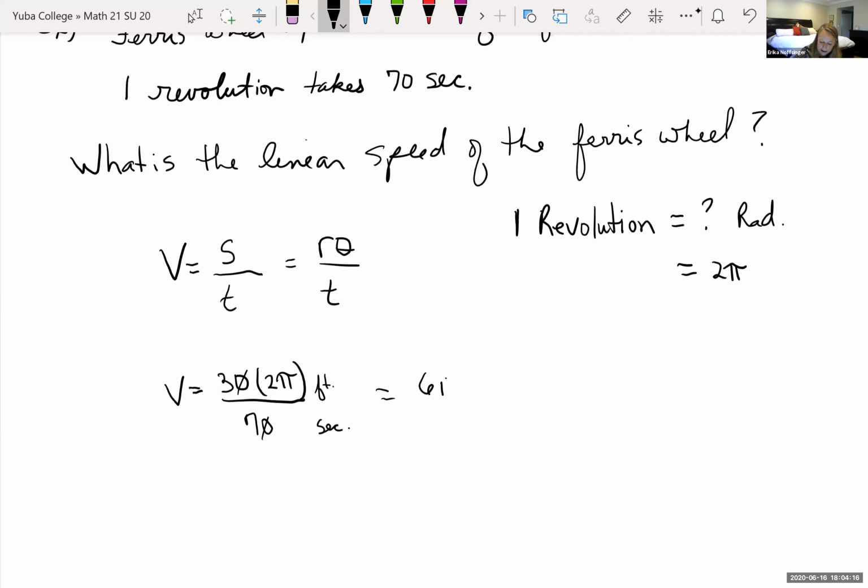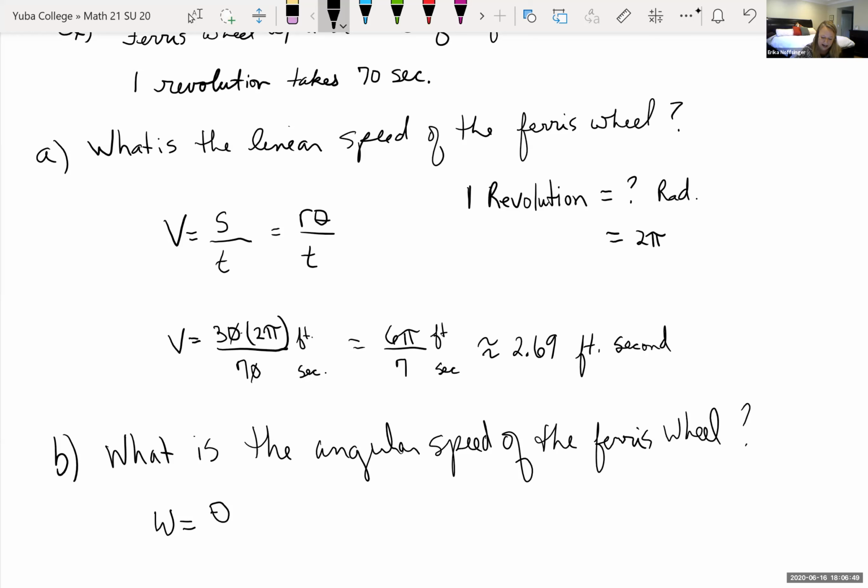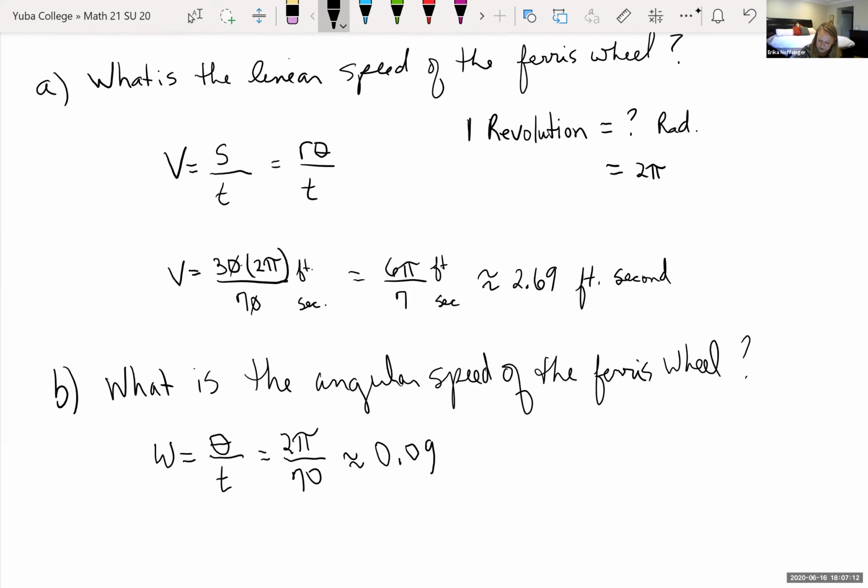Well, omega is equal to theta divided by t. This is equal to 2 pi over t, which is 70. And if you plug that in the calculator, you get approximately 0.09, and this is radians per second.